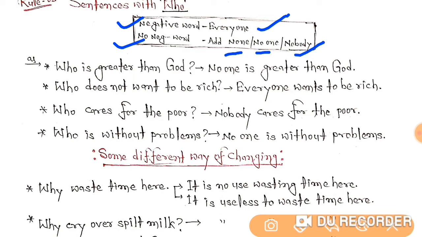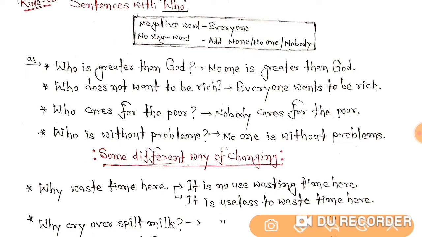Now let's understand it with the help of some examples. The first example is "Who is greater than God?" It is a positive sentence, so you have to begin with "no one," "none" or "nobody," one of them. So, no one is greater than God. You can also say none is greater than God. You can also say nobody is greater than God, right?